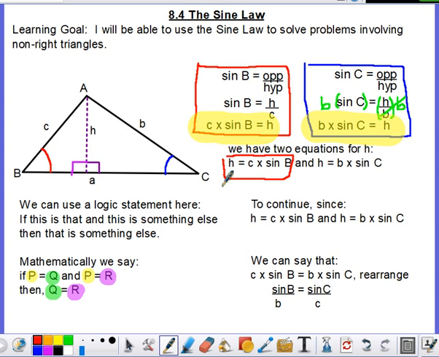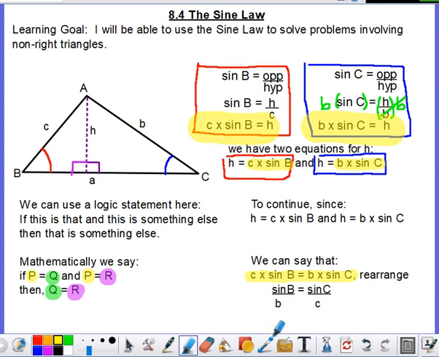C times sine of B, and also B times sine of C. Since these equations are literally both H, what we can say is that C times sine of B must be equal to B times sine of C, because they're both H. So that's what we say here: C times sine of B must be equal to B times sine of C.